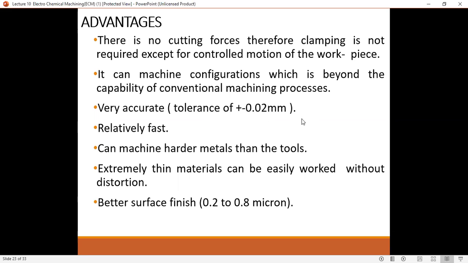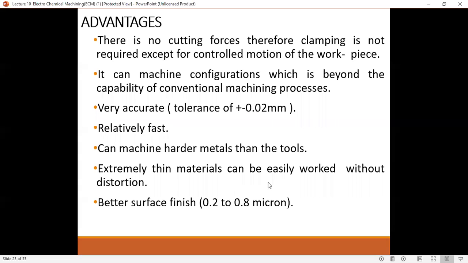This is relatively fast. It is faster than the EDM process, most often than not. It can machine harder metals than the tool. So the tool can be copper, and you can machine hardened steel using this particular process. This is just like when we talk about the EDM process.